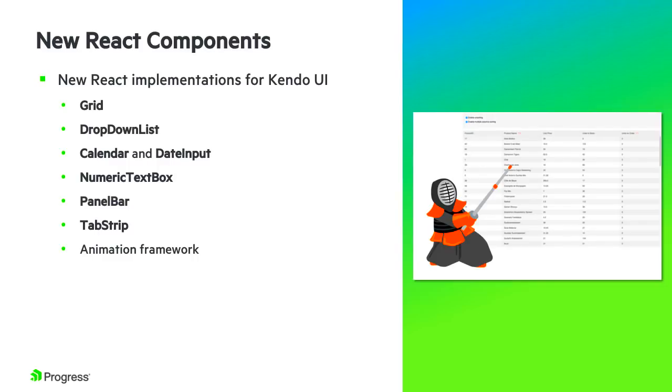We have editing, we have paging, sorting, filtering, combined with Redux. You can work with your own state if you want to. We also have the drop-down list, calendar, date input, numeric text box, so a lot of your forms are covered. And we also have the panel bar, tab strip, and an animation framework. There's a ton more that I encourage you to go ahead and check out on our overview page.